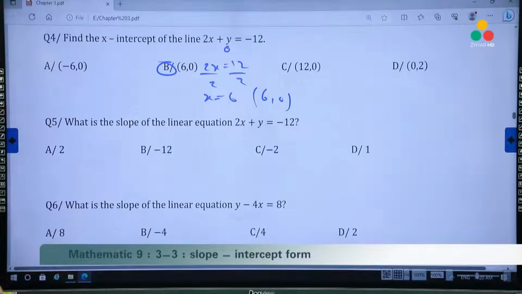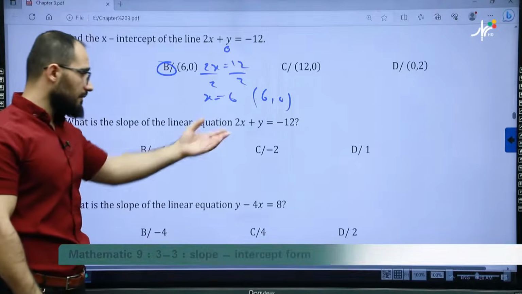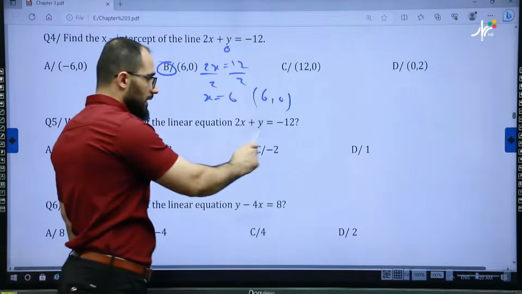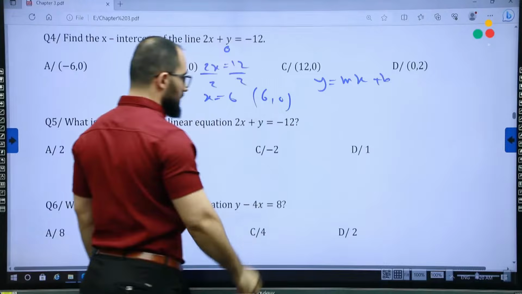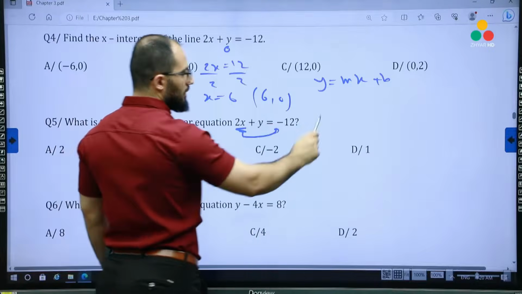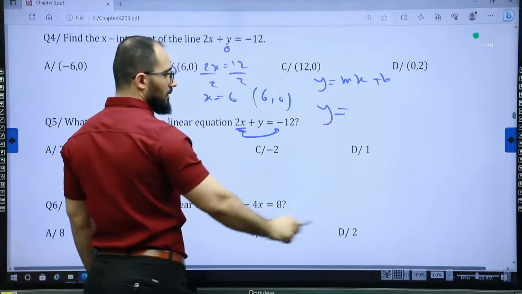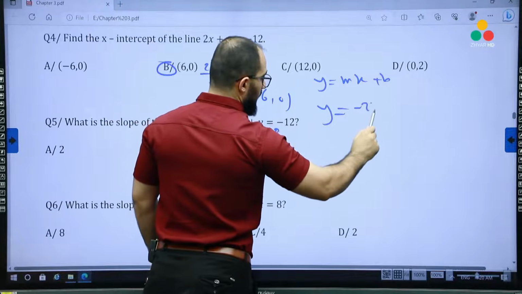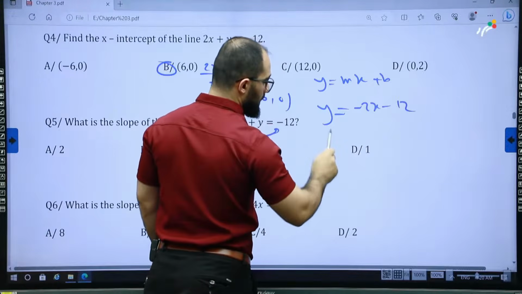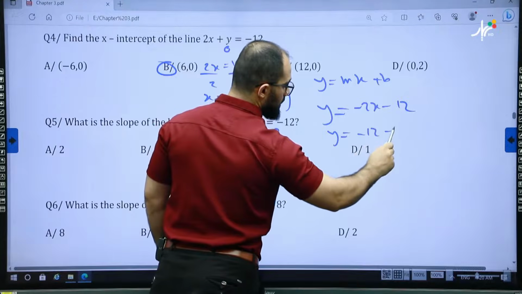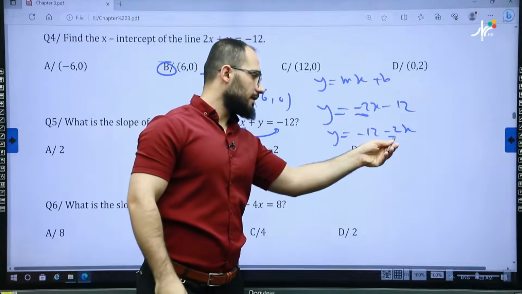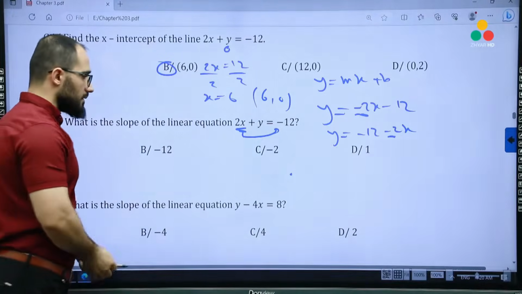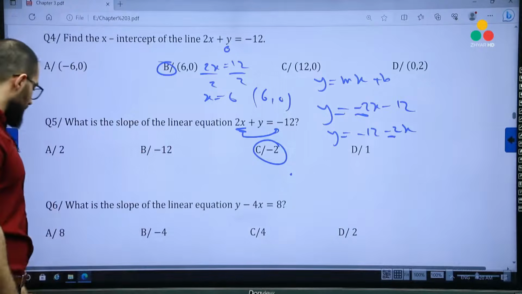Question 5: what is the slope of the linear equation 2x plus y? We have to find the slope, but we cannot find it directly. Write the equation in the form y is equal to mx plus b. How to do it? Move 2x to the other side, then y is equal to negative 2x minus 12, or you can say y is equal to negative 12 minus 2x. It is the same. What is the coefficient of x? It is negative 2. So the slope of the line is negative 2.